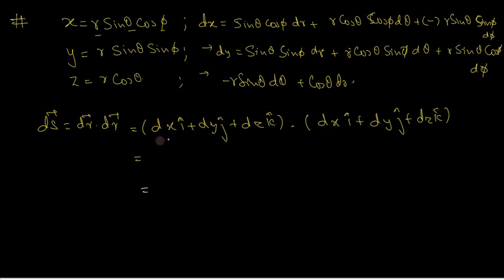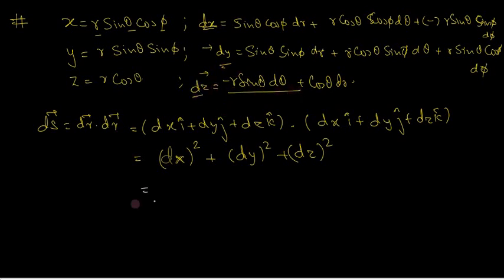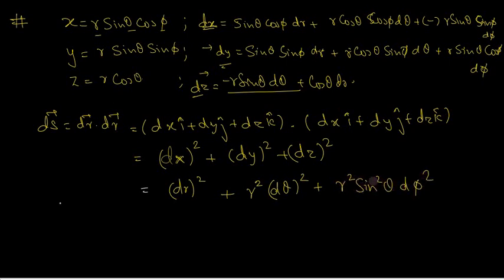If you do this calculation, you will get dx square plus dy square plus dz square. Now if you put dx, dy and dz equal to this, you will get dr square plus r square d theta square plus r square sine square theta d phi square.